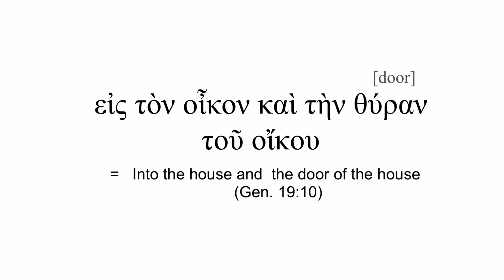The next one is eis ton oikon kai ten thuran tu oiku. And the word thuran there means door. You have not looked at it, so I've defined it for you. The word thuran means door. The rest of the words are known to you.